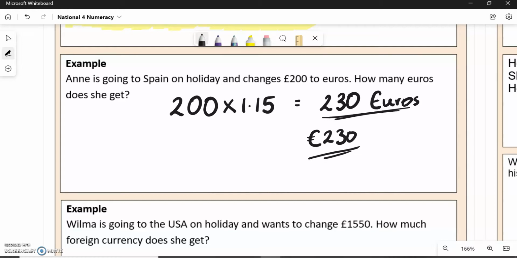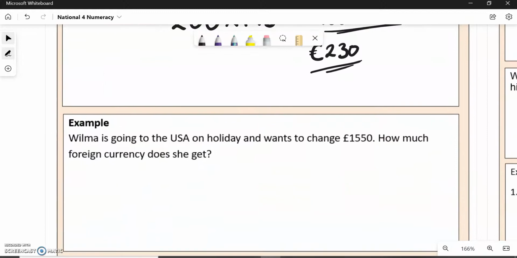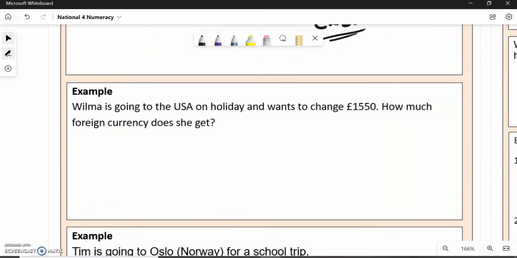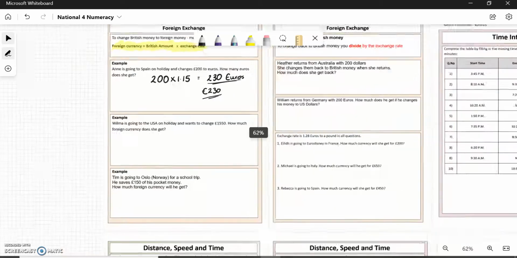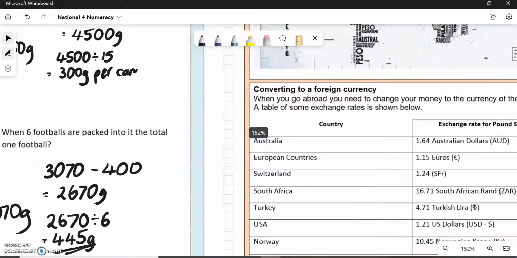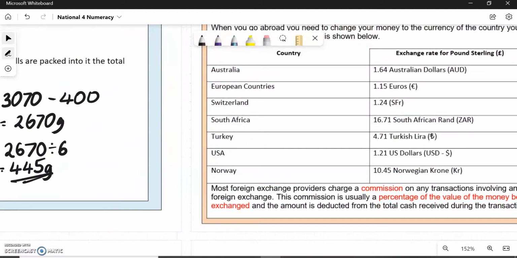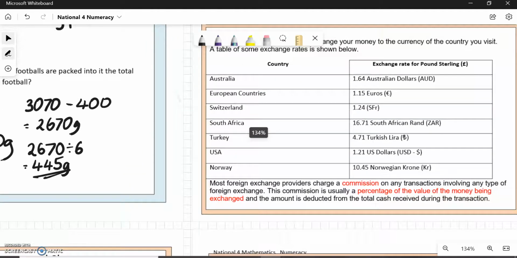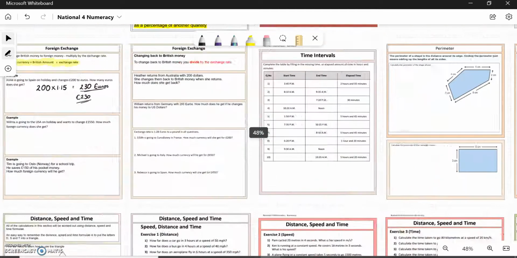So all we're doing is we multiply by the appropriate exchange rate. Wilma is going to the USA on holiday and wants to change £1,150. How much foreign currency does she get? So she's going to USA, so they use dollars. So we'll go across to dollars, or USA. So USA, £1 is 1.21 US dollars.